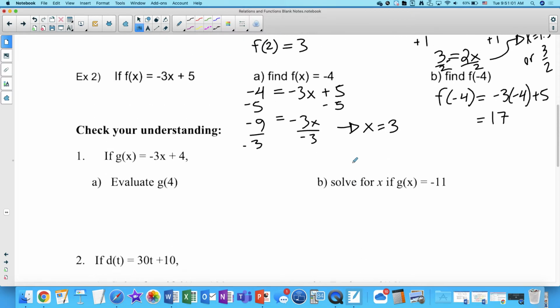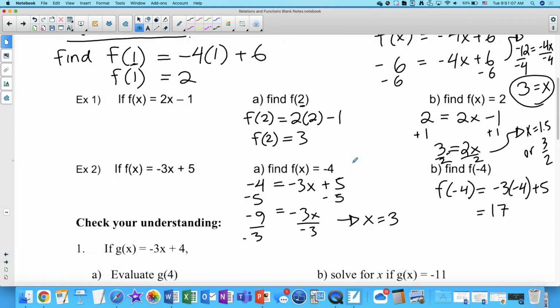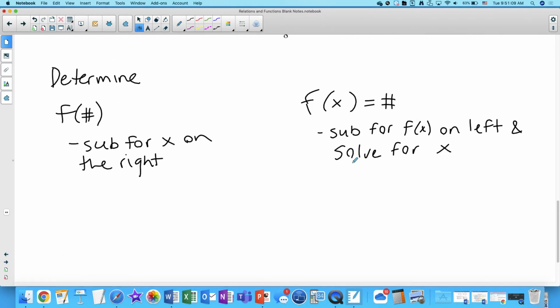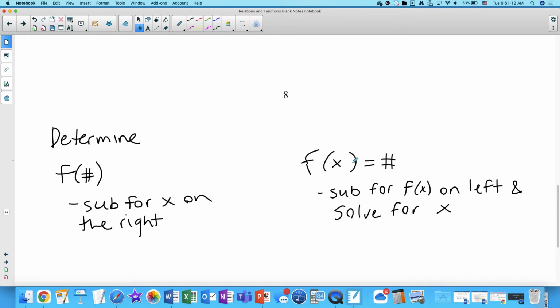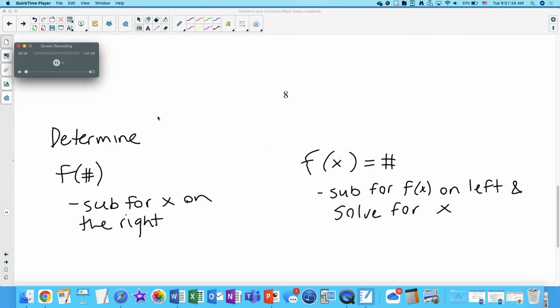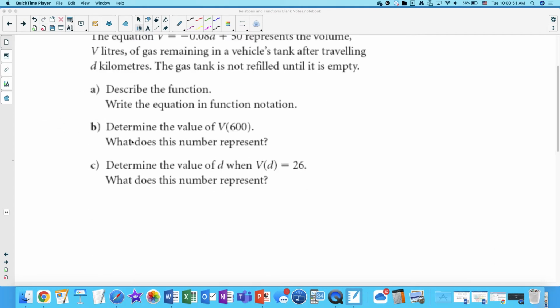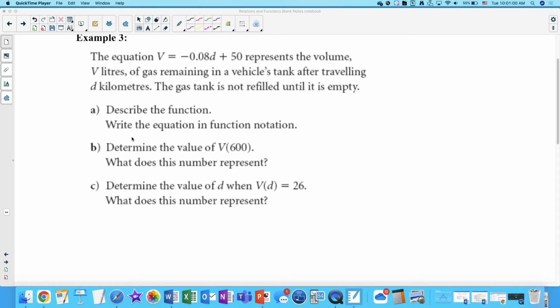Yep. Okay, so I want you guys to try those two function notation questions. And then we will do another application question. How the variables interact, okay? So the equation v equals negative 0.08d plus 50 represents the volume, v liters of gas, remaining in a vehicle's tank after traveling d kilometers, okay?